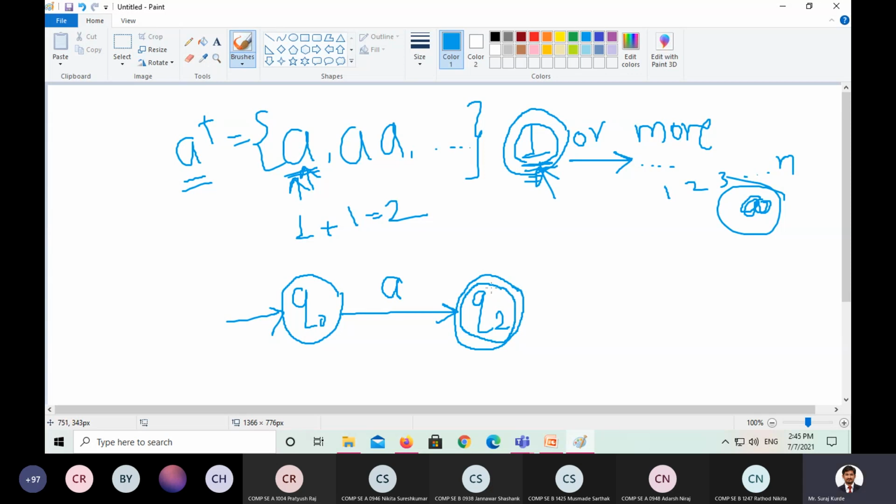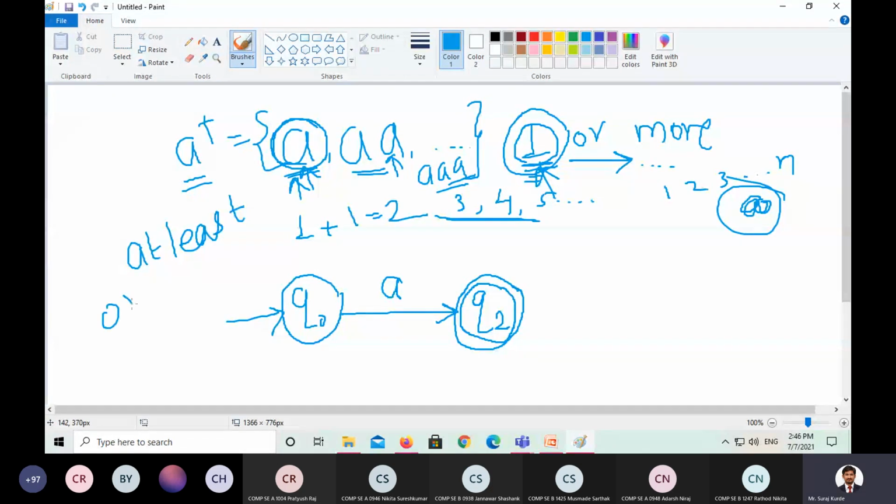and that next state becomes the final state. Now, after reading this A, it can accept a second A, it can accept a third A. So 3A will be there. It can have 4A, 5A, and so on. Now, how many A's there are doesn't matter. What we need is that it should accept at least 1A as an input.